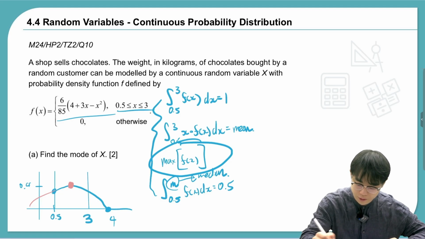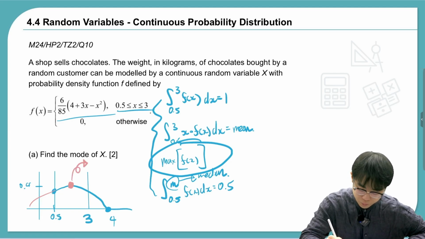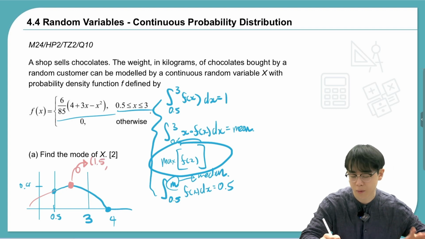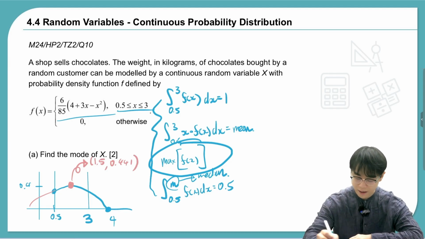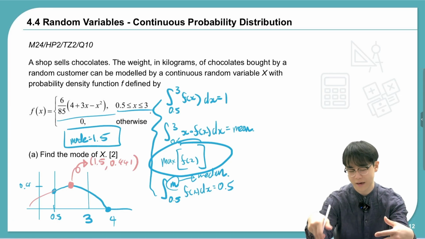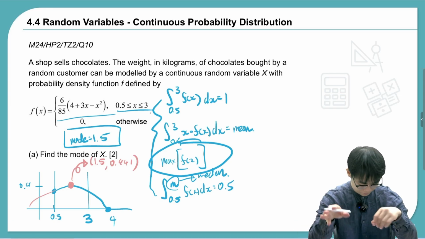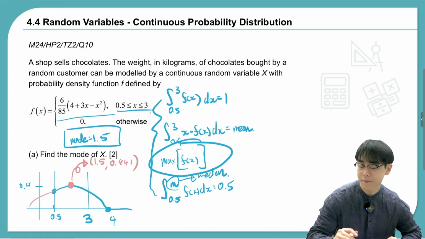And our maximum point is here. That's going to be when x equals 1.5. Right? So when x equals 1.5, the PDF y is going to be 0.441. So you just need to include the details of this graph. That should be enough to justify the mode is going to be 1.5. Okay, and once we have this graph, we can further perform integrations for the following questions. So let's move on to the next one.